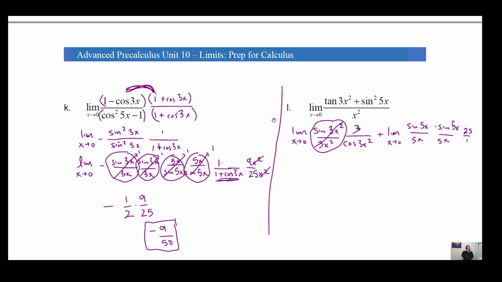Trig fact number 1, trig fact number 1, trig fact number 1. And so from this part, it looks like as x goes towards 0, I have 3 over cosine of 0. Cosine of 0, of course, is still 1. And from this part, we have just a simple little 25. And so the final answer is 28.